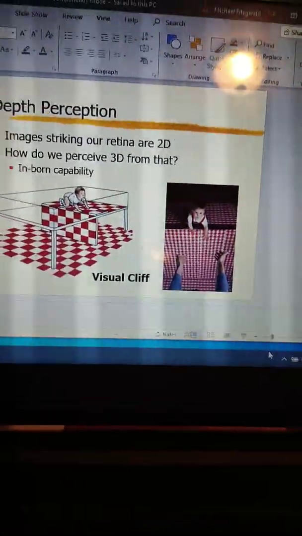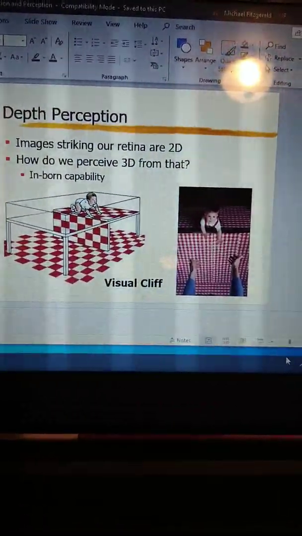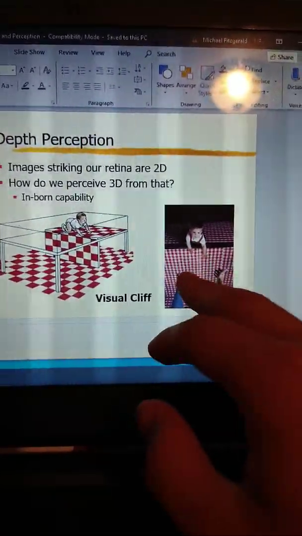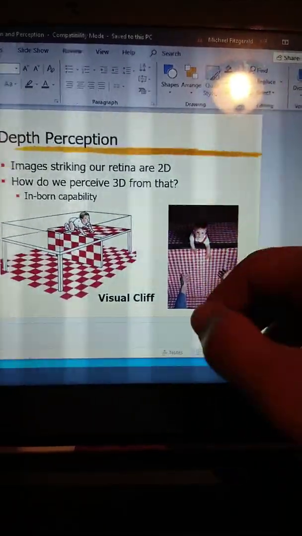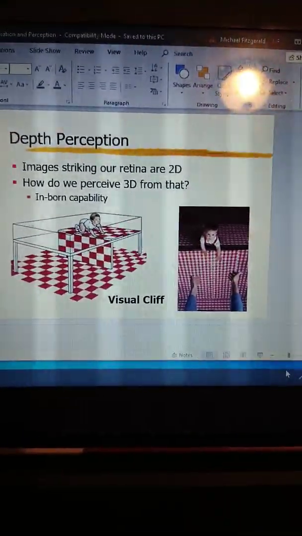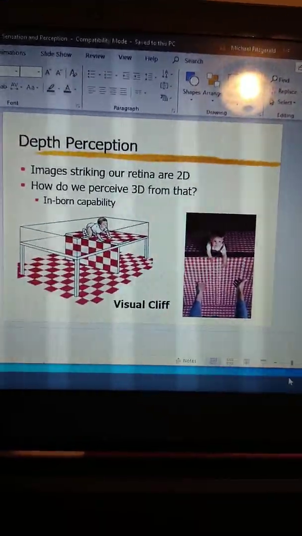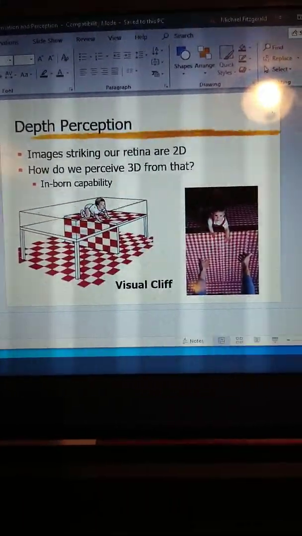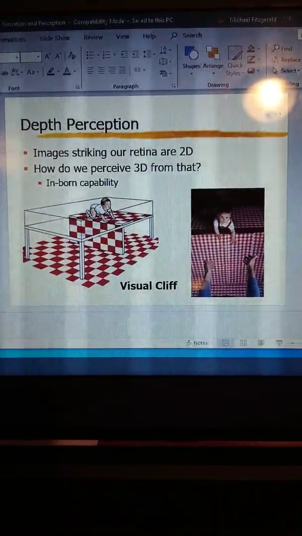And we do appear to be born with an ability of depth perception because the kid won't cross over, even though they can feel the glass. They interpret it as there's a drop off here. And so they're like, are you crazy? I'm not going to risk my life. But because they are able to generate that depth perception.